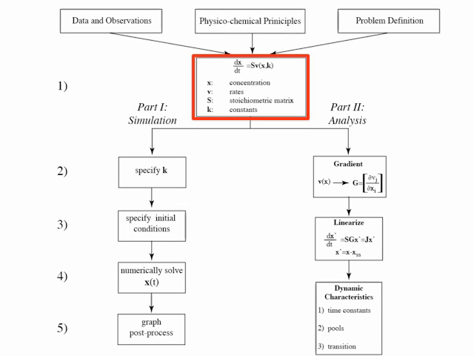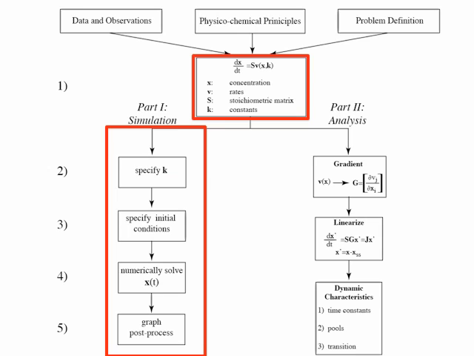To formulate these equations, we need data and observations. We need basic physical-chemical principles, such as mass action. Then we need to define our problem, which is based on the size of the network we're looking at, the cell that the network operates in, or the organelle it operates in, and so forth. This class will go down the left-hand side of this diagram.